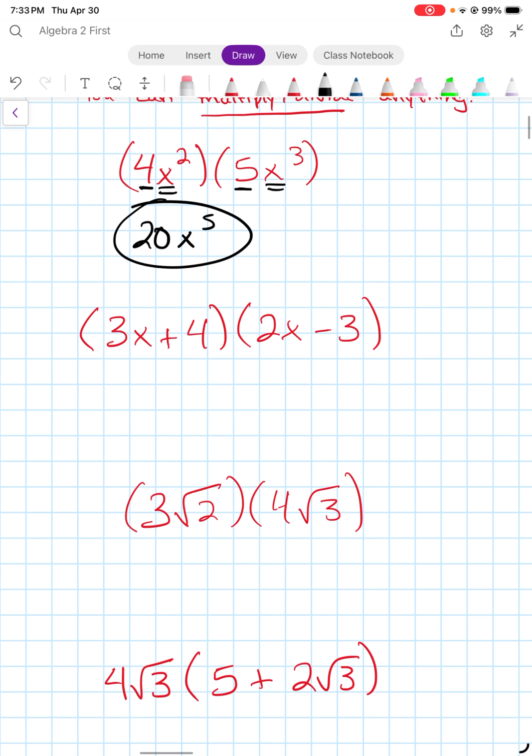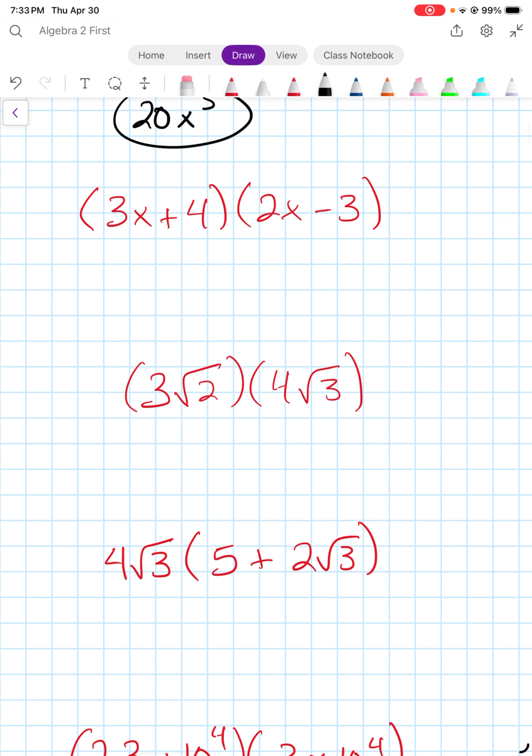Now, if there's ever a plus and minus, quick reminder, 3x plus 4, you can't combine them. They're not like terms, and neither is 2x minus 3. However, we are multiplying these two expressions together. The way we're going to do that is by using FOIL, some people call it distributive property. We're going to take 3x, we're going to multiply it by first 2x. And again, the way we're going to do that is 3 times 2 gives you 6. Don't forget you're also multiplying x times x, which gives you x squared.